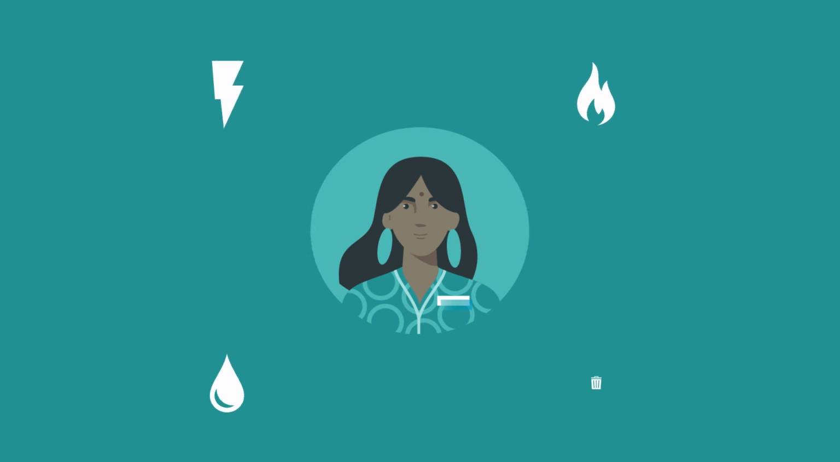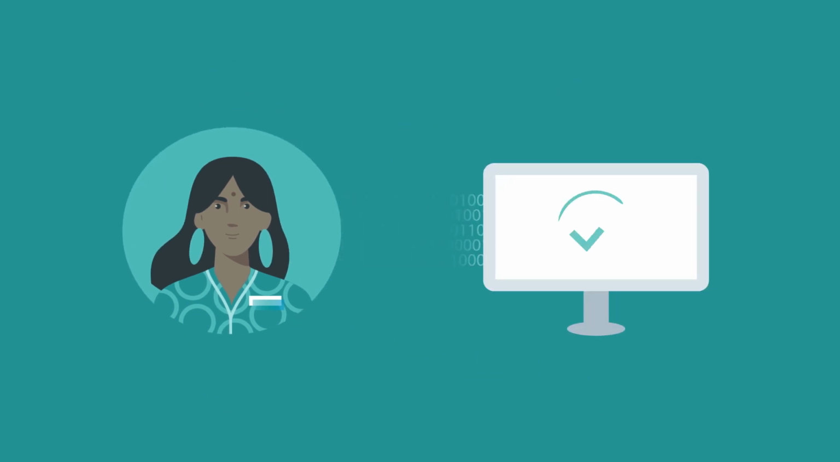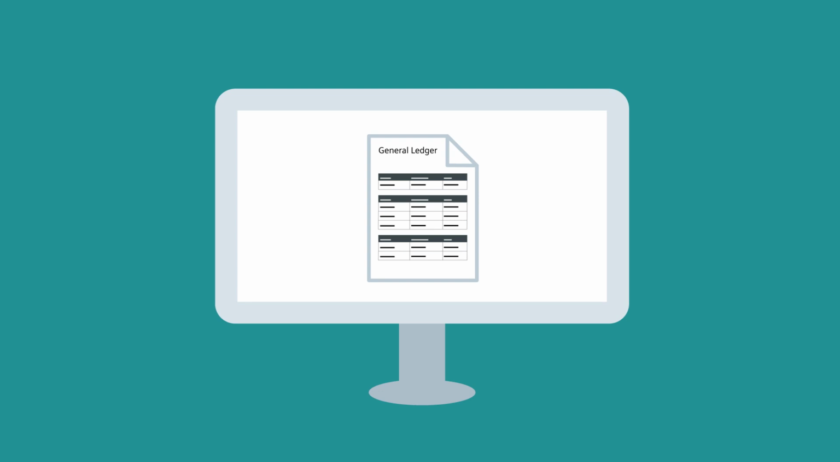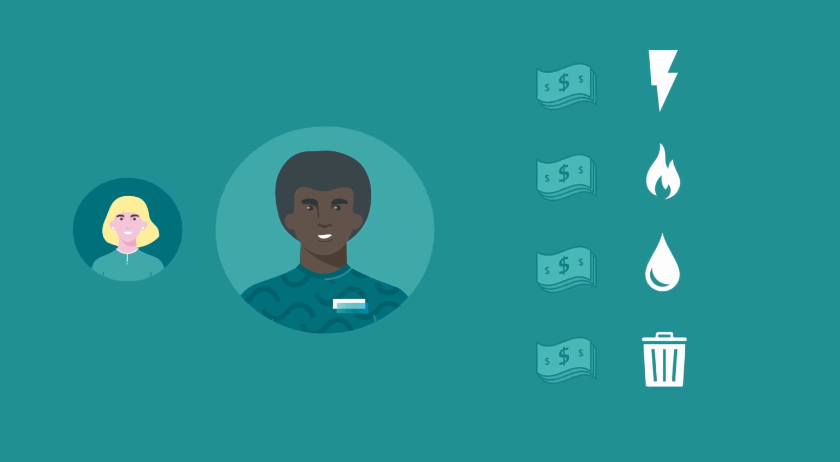We get the data from your providers, so you don't waste time or money on calling vendors to change billing addresses. We input your data, verify it, and send you a GL file that shows your validated costs and usage. You pay Siemens. We distribute payment to everyone else.